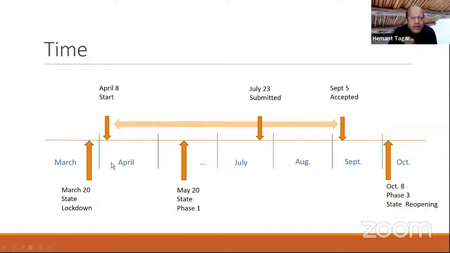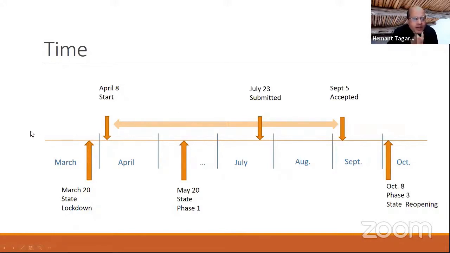And things have actually been slowly easing up. May 20th was what we call phase one of the lockdown, where some additional people were allowed to go back to work. And recently, October 8th, we had phase 3 of the state reopening. Phase 3 simply means restaurants can now open at half capacity and so on. We are still working at home. I haven't seen any of my lab members or students or postdocs since March 20th.